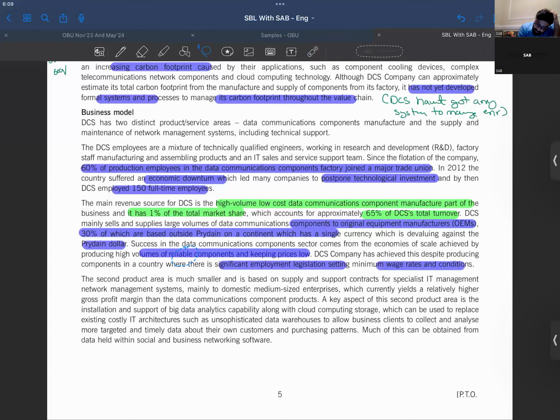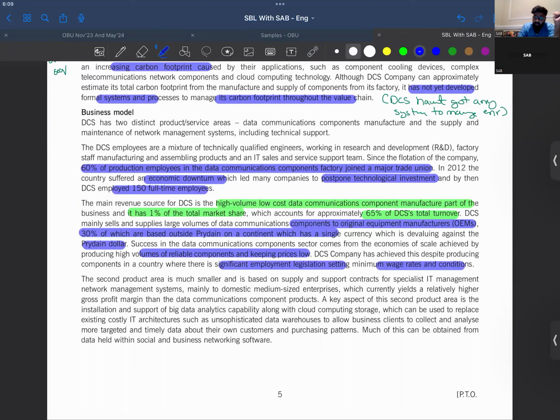We are successful to keep our prices low, right? Now, the second product area is much smaller and is based on contracts with specialist IT management network management system, mainly to domestic medium-sized enterprises, which currently yields a relatively high profit margin.